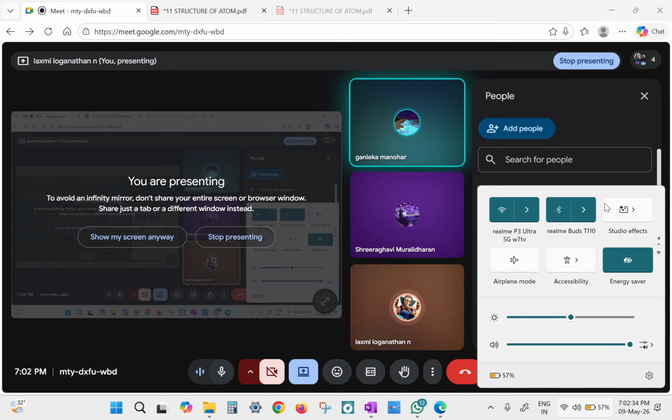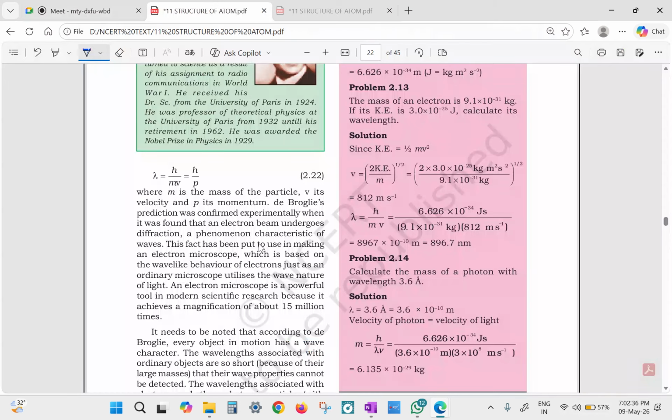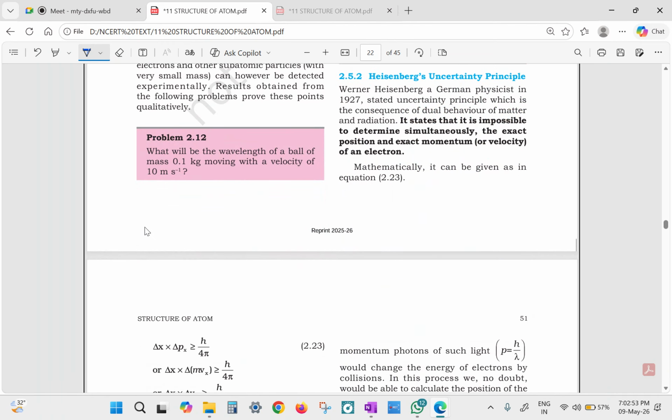Yes, ma'am. So it was proposed by de Broglie that, just as electromagnetic radiation was thought to have wave-like and particle-like behavior, even matter also had wave-like and particle-like behavior. And the wavelength associated was equal to h upon mv. Assuming that we have a cricket ball weighing, let us say, 200 grams, that means it is 200 into 10 to the power minus 3 kilograms.